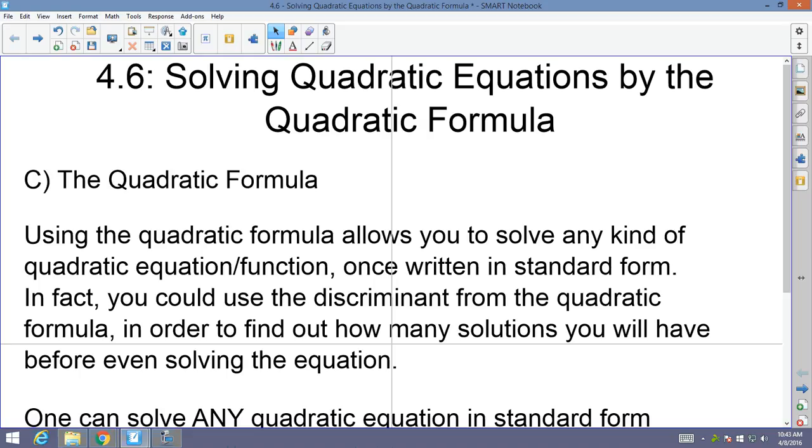In fact, you could even use what's called the discriminant of the quadratic formula in order to find out how many solutions you will have before even solving the equation. Why would that be useful? Let's say you're on an engineering project and you're trying to build a bridge, and one of your colleagues comes up with a quadratic function that's going to model that bridge. You can quickly use a discriminant and see if that equation actually gives you two solutions. Does it give you imaginary solutions? Does it just give you one solution when you really needed two solutions? So it's a quick way to check the validity of everything.